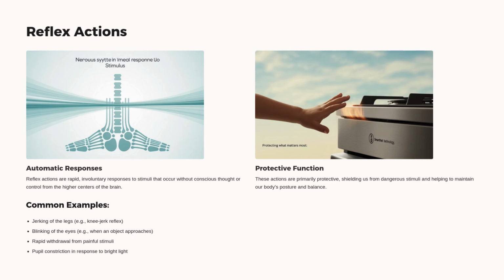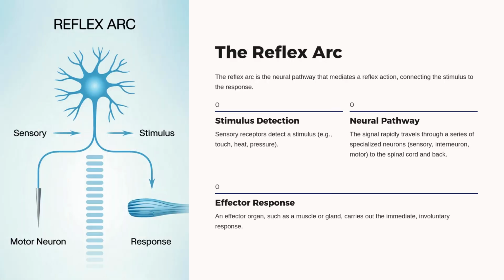Protective function. These actions are primarily protective, shielding us from dangerous stimuli and helping to maintain our body's posture and balance. The reflex arc. The reflex arc is the neural pathway that mediates a reflex action, connecting the stimulus to the response. Stimulus detection. Sensory receptors detect a stimulus, e.g., touch, heat, pressure. Neural pathway. The signal rapidly travels through a series of specialized neurons, sensory, interneuron, motor, to the spinal cord and back. Effector response. An effector organ, such as a muscle or gland, carries out the immediate, involuntary response.